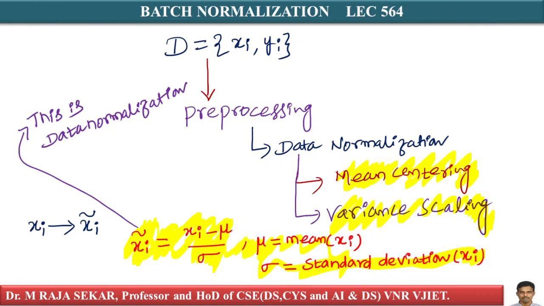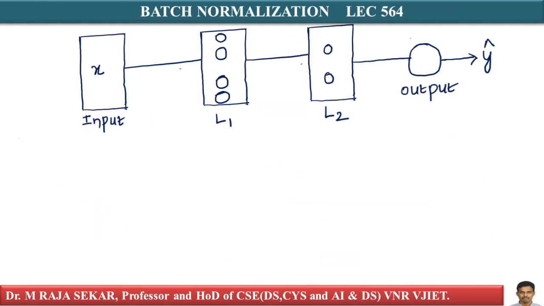Let's assume this is layer 1. There are 4 neurons in L1, that is layer 1. These circles indicate neurons, and 2 neurons in L2, layer 2. All these circles are neurons. Whatever input they get, that input is normalized.